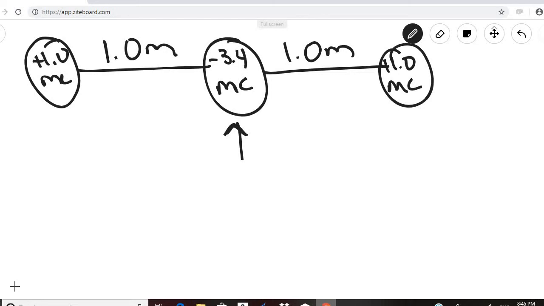These 2 are going to be attracted to each other, so that's going to pull this that way. These 2 are also going to be attracted to each other. It's going to pull it that way, but their magnitude is going to be the same because the charges are the same and the distance is the same, so those will cancel each other out.